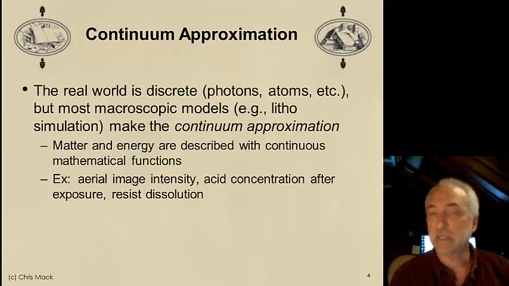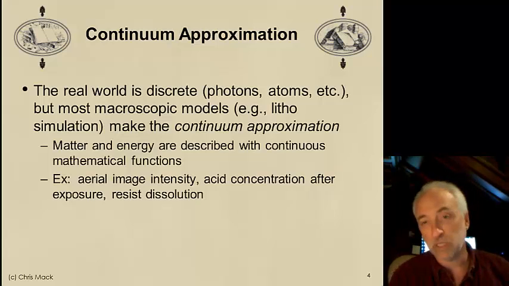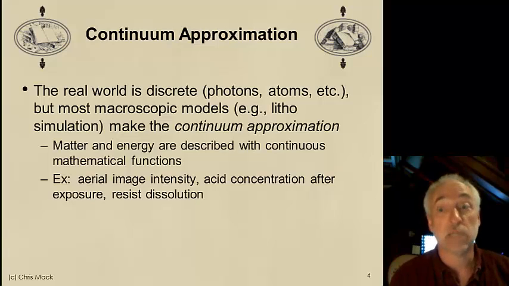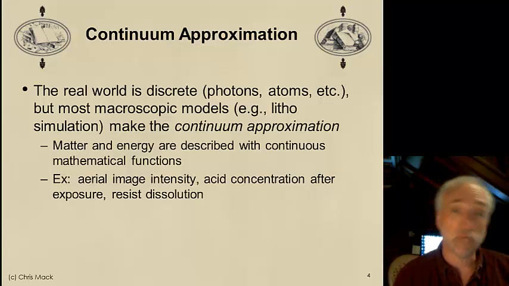When we talk about the concentration of the acid generated upon exposure, or the dissolution rate of the photoresist at a particular position, these are all continuum functions. They're not discrete. There's nothing discrete about them. This is the continuum approximation. And it's very useful because it makes life so much easier to think about and to deal with mathematically. But it is an approximation. It ignores the discrete nature of the world.